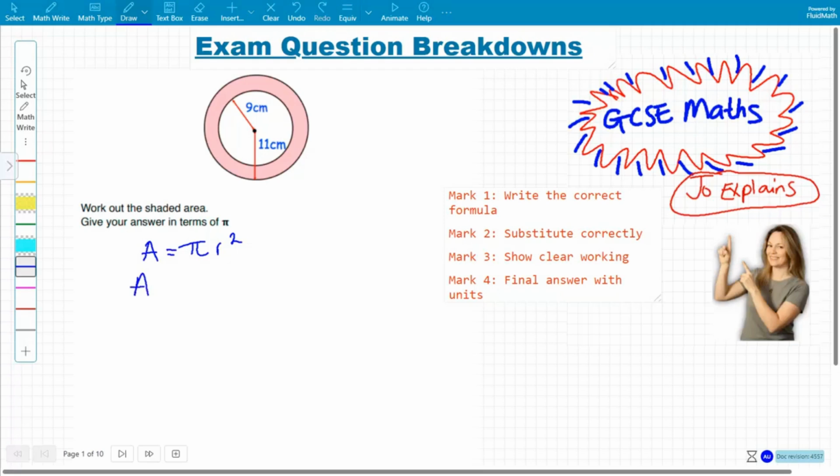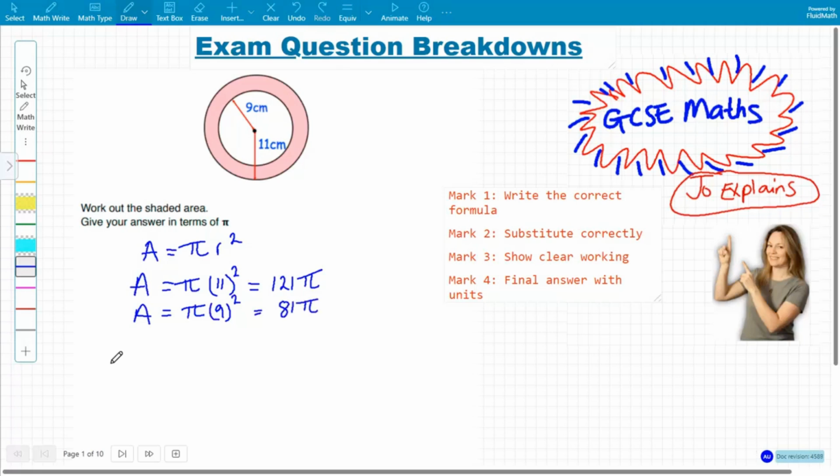So first of all, I'm going to rewrite A, and then I'm going to put pi, and then I'm going to put in a bracket 11 with a squared round it. I'm then going to write what that is. So that 11 squared is 121. So it's 121 with a pi next to it, just like that. Okay, the second circle is the smaller one, so I'm going to write pi 9 in bracket this time, squared, and that is equal to 81 pi, isn't it?